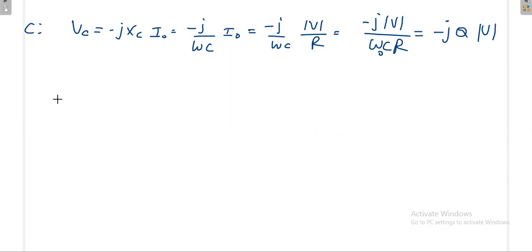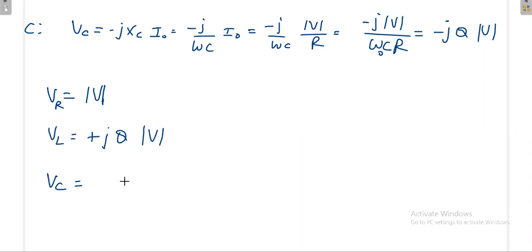So finally, what is the voltage? Now the voltage here is simply VR equal to V, that is |V|. Then VL is equal to plus jQ|V|, and VC is equal to minus jQ|V|. It is satisfying KVL, because KVL says that at any point of time V is equal to VR plus VL plus VC.